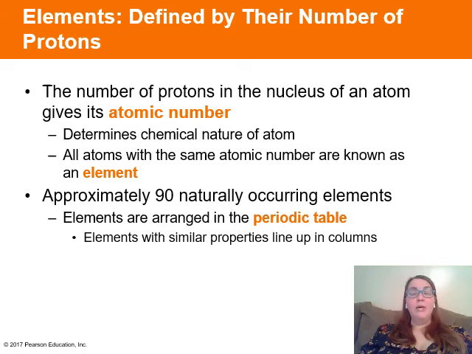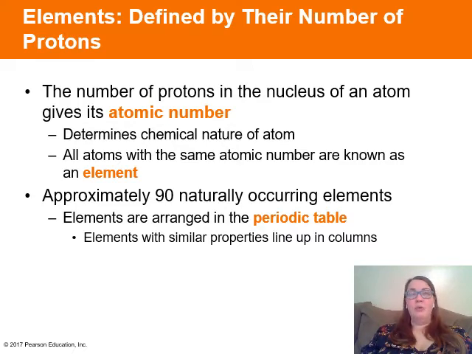So if we were to look at a periodic table, we would want to be able to quickly read some of these different elements. And one of the first things that we should be able to pick up from our periodic table is called the atomic number. And this is just the number of protons inside of the nucleus. And it's going to tell us exactly which element we have.